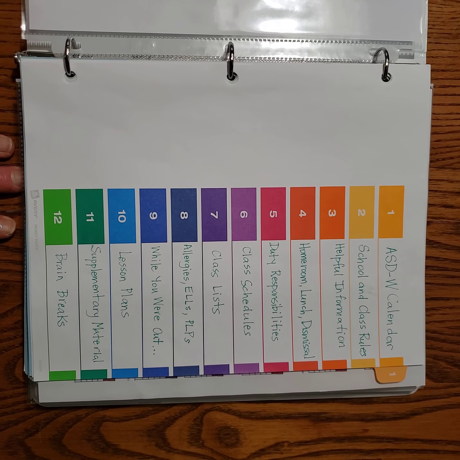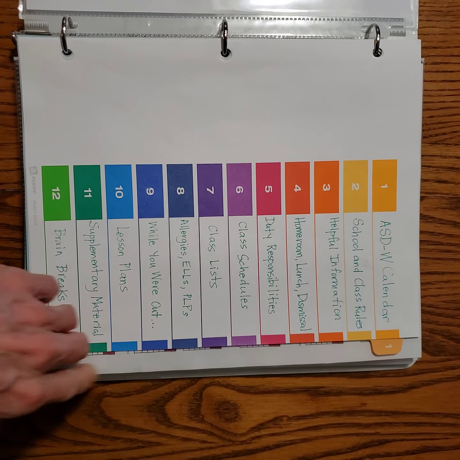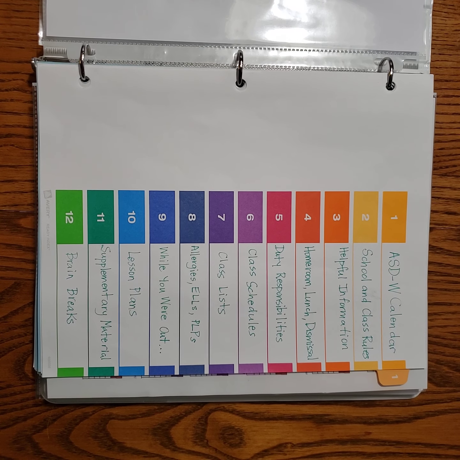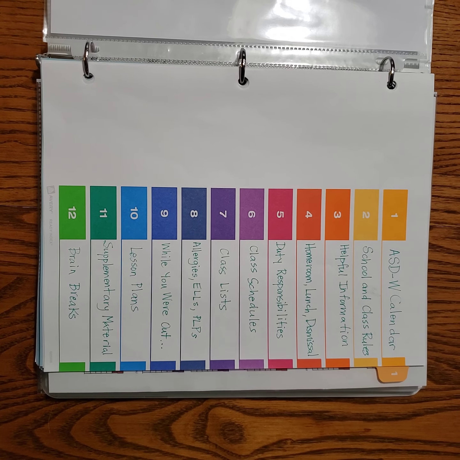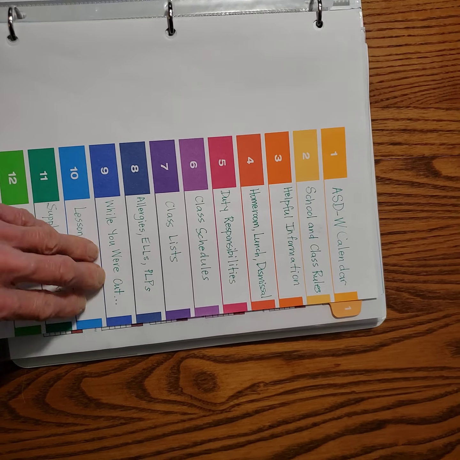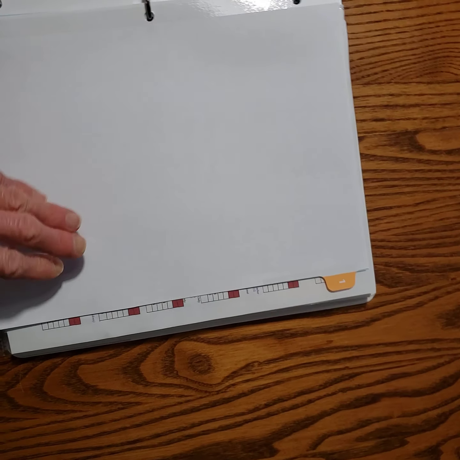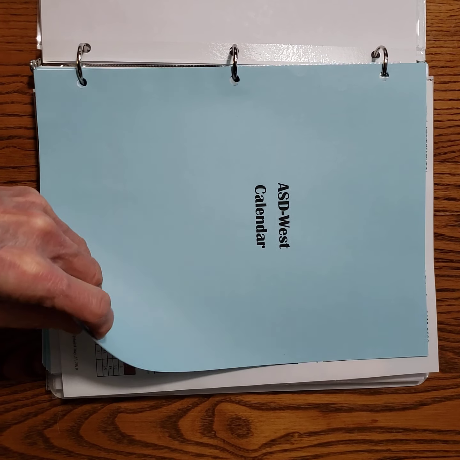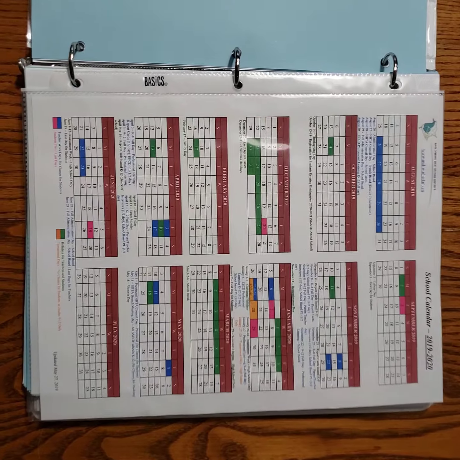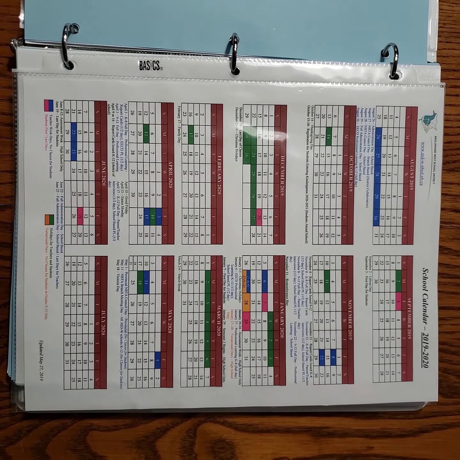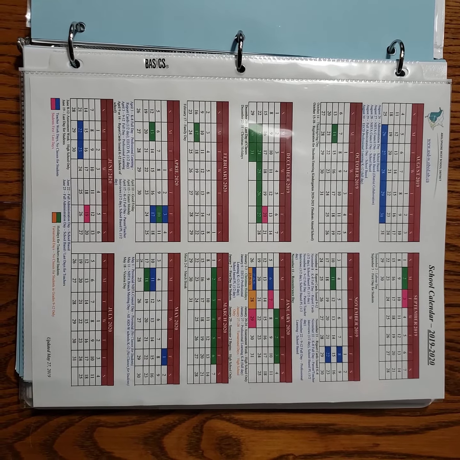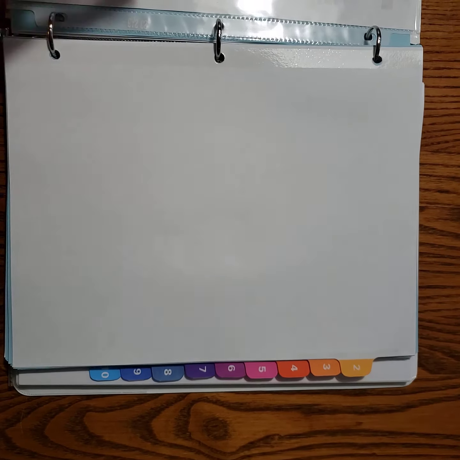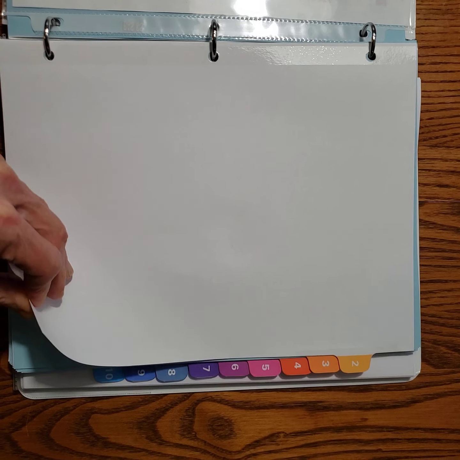Okay, here's our table of contents. It's by numbers, and the tabs are numbered so that it makes it easier for the substitute teacher to find the things they may be looking for quickly. So, number one on the first page is a calendar for Anglophone South District West. It lists all the months, shows all the holidays, when there are professional development days, and everything that's going on during the year in Anglophone South District West.